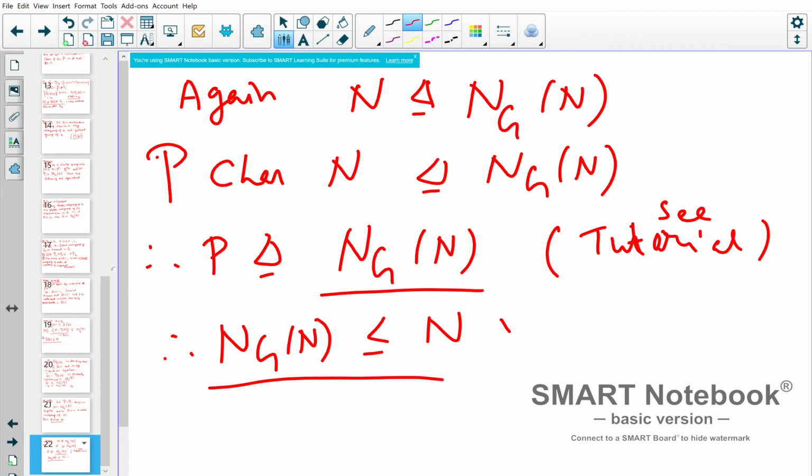N is normal. Did I write it down here? Okay, so this is right. N is sitting inside the normalizer of N in G, but here I proved that the normalizer of N in G is also sitting inside N. So what does that mean? That means N is nothing but the normalizer of N in G. If N is the normalizer of N in G, then if you take the normalizer of N, it has to be G. But what did we assume in number 2? In number 2, we assume that every proper subgroup is sitting properly inside its normalizer, right?